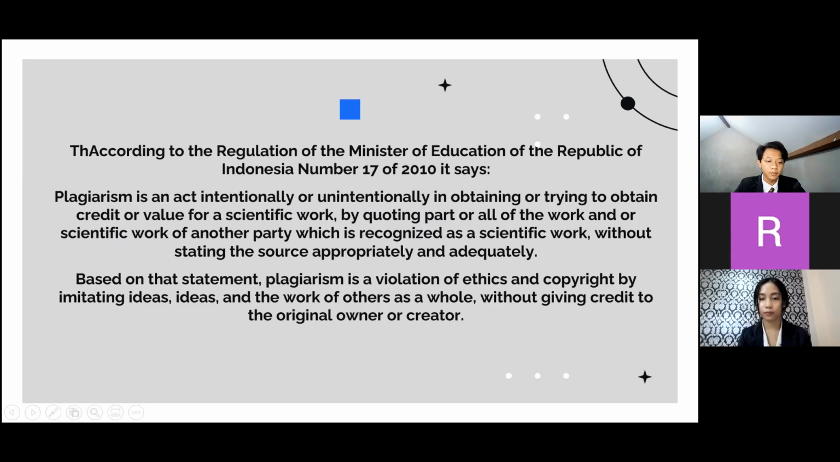Definition of plagiarism according to the regulation of the Minister of Education of the Republic of Indonesia number 17 of 2010, it says, plagiarism is an act intentionally or unintentionally in obtaining or trying to obtain credit or value for a scientific work by quoting part or all of the work or scientific work of another party which is recognized as a scientific work without stating the source appropriately and adequately.